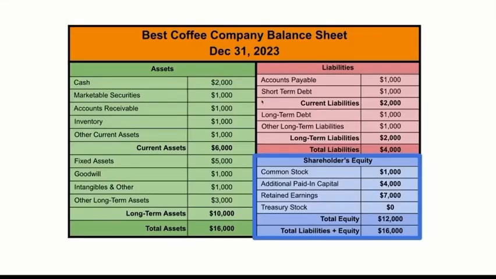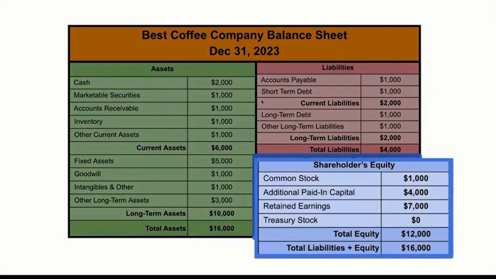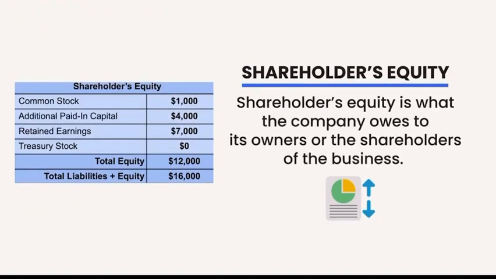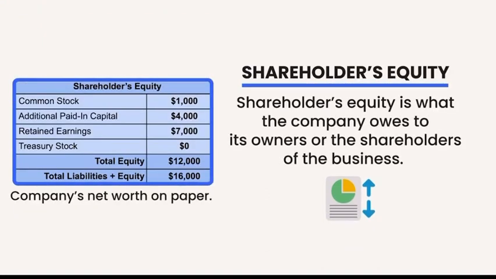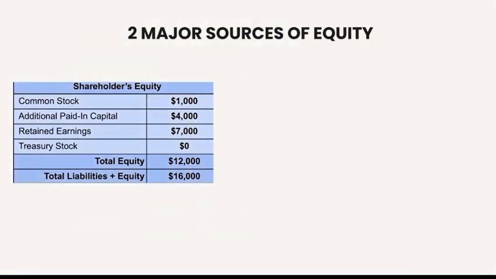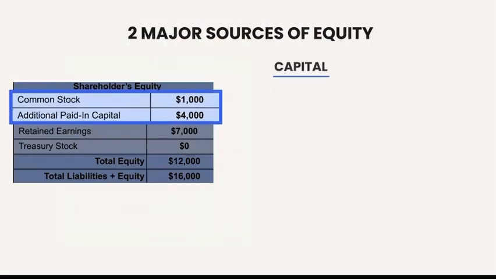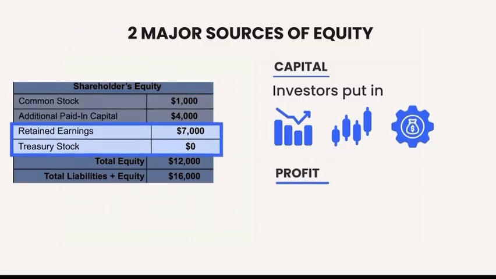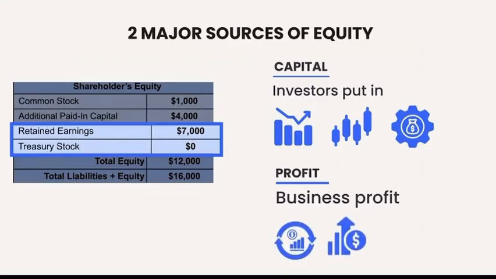The third major component of the balance sheet is called shareholders' equity, which is what the company owes to its owners or the shareholders of the business. Think about this section as a company's net worth on paper. There are two major sources of equity. The first is capital that investors put into the business to get it started and fund its operations. This includes things like common stock, preferred stock, and paid-in capital. The second major source of shareholders' equity is profit the business generated but did not pay out. This includes things like retained earnings and treasury stock.